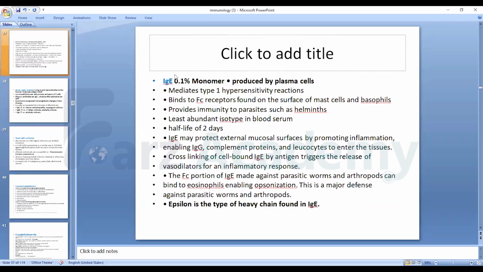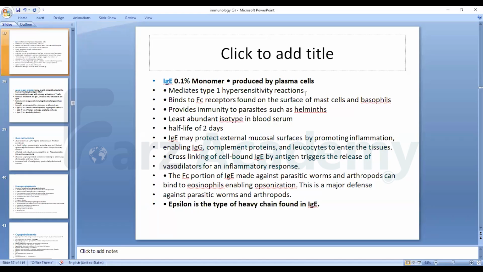So IgE is only 0.1%. It is a monomer produced by the plasma cells, mediates type 1 hypersensitivity reaction, binds to the Fc receptor found on the surface of mast cells and basophils, and provides immunity to parasites such as helminths. It is the least abundant isotype in the blood serum, with a half-life of 2 days.